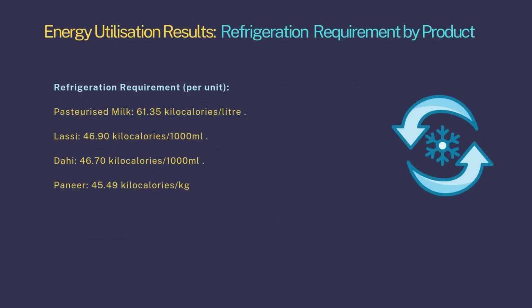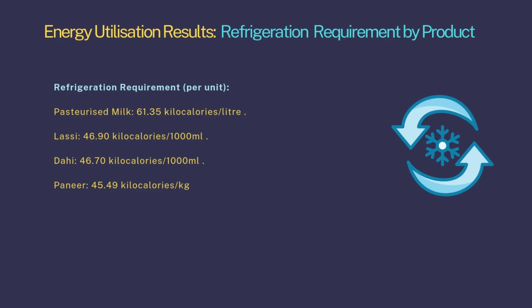Now, let's take a look at the refrigeration and steam requirements for specific products. In this slide, we will see about energy utilization results, refrigeration and steam requirements by product. Refrigeration requirements per unit are as follows. Pasteurized milk requires 61.35 kilocalories per liter.